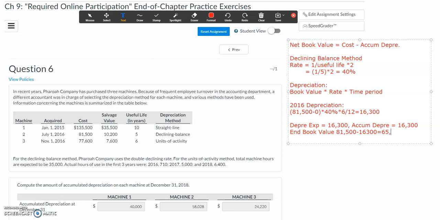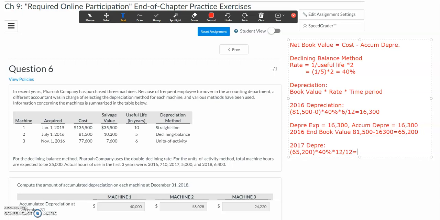So it's going to be 65,200. And you'll want to know this because the ending book value of 1 year is going to be the beginning book value for the next year. So our 2017 depreciation is going to be computed by taking 65,200, the ending book value of 1 year is the beginning for the next year, times 40%, times 12 over 12, because we have the asset in place for the whole year.